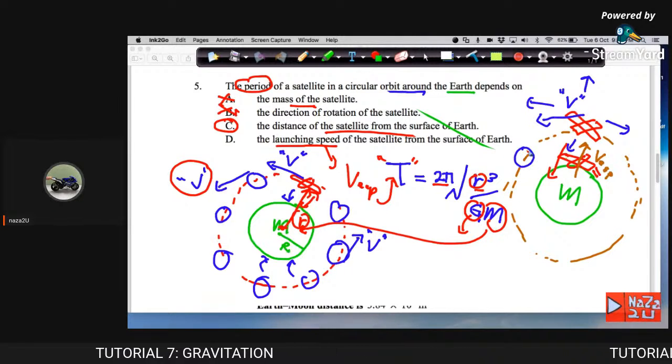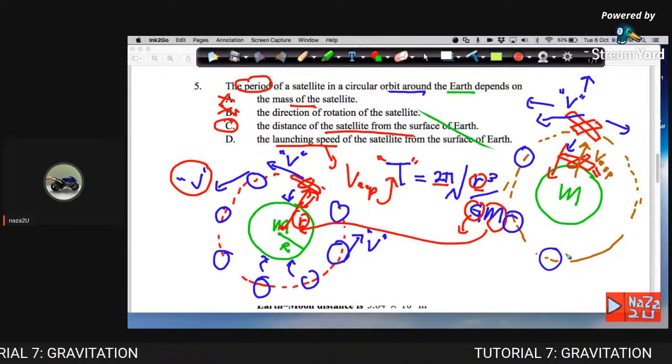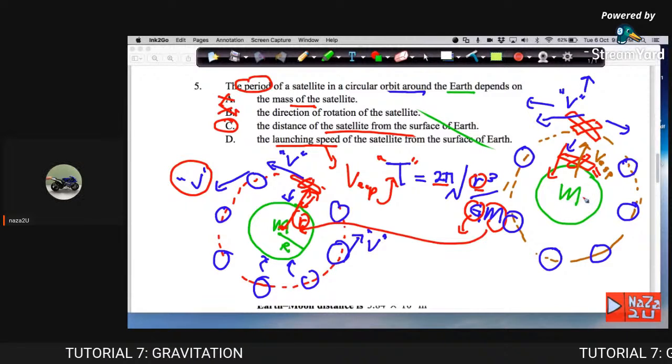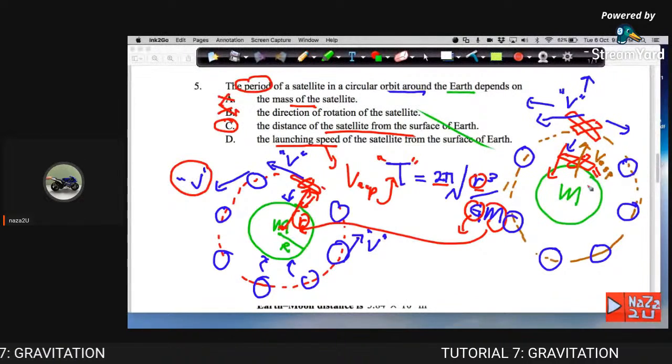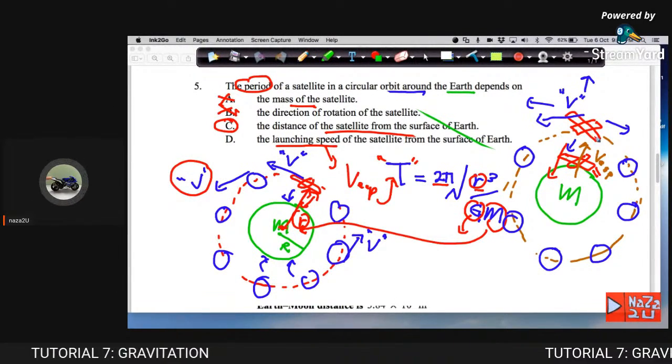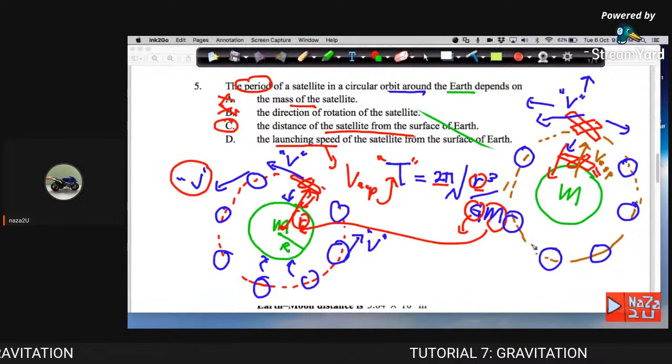Supaya dia kekal bergerak dan mengelilingi bumi pada orbit yang tetap. So this is the process. The first, how you can menghantar satellite daripada bumi ke ruang orbit, and the next dia akan bergerak.